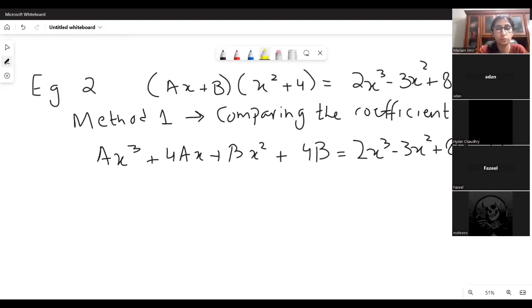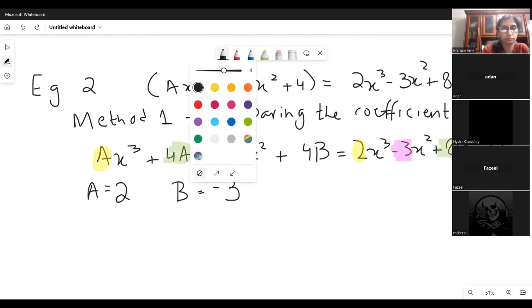The coefficient of x cube is a, and the coefficient of x cube here is 2. So a equals 2. Then the coefficient of x square here is b, and the coefficient of x square over here is minus 3. So b equals minus 3. Then the coefficient of x here is 4a, and the coefficient of x here is 8. So 4a equals 8. Well, we have already found that. So that is all we needed. We needed a and b, and we have them. Okay.